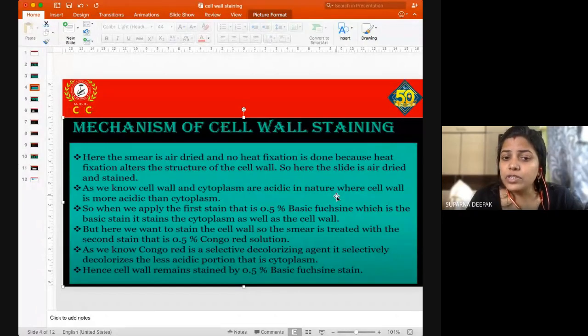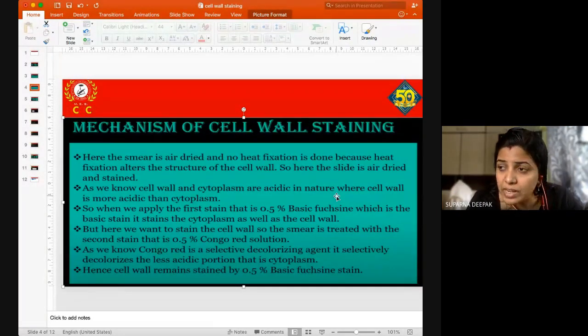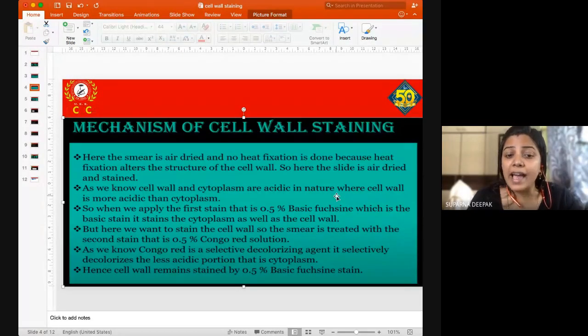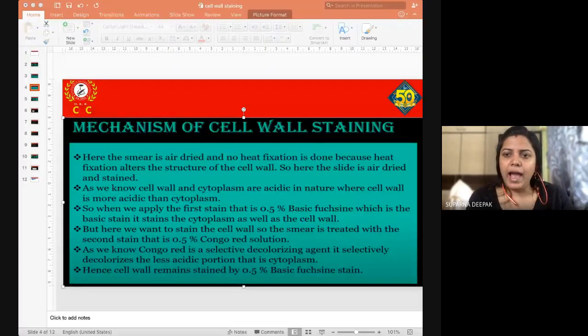Here we want to stain the cell wall, as I said. So the smear is treated with a second stain, a secondary stain, that is Congo red. Congo red also acts as a selective decolorizer. Even if it is a stain, when it is used as a secondary stain, it acts as a selective decolorizer. Which was your primary stain? Basic fuchsin. So Congo red is acting as your secondary stain. What will it decolorize? Only the acidic portion of the cytoplasm, and the cell wall will remain as it is. Okay.